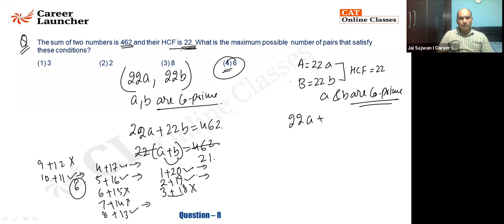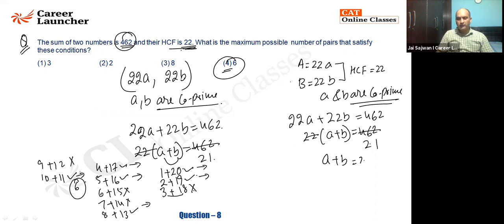Now the sum of the two numbers is given as 462. So I'll say 22A plus 22B is equal to 462. I'll say 22 is common, so it is 22 times (A plus B) is equal to 462. 22 twos are 44 and 22 ones are 21, so 22 times 21 is 462. Is it also clear, Yanika, till this point? Sanket, A plus B is equal to 21.